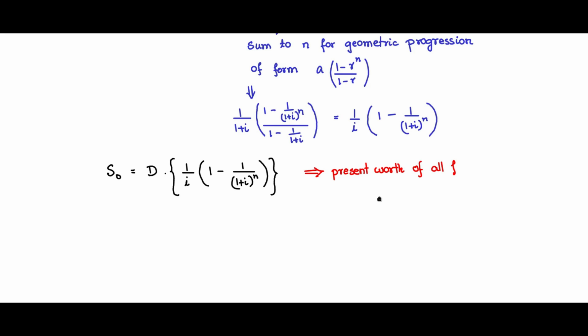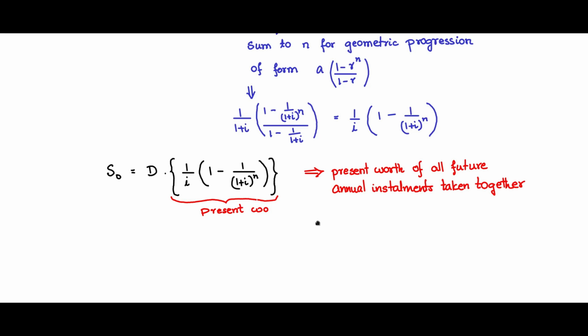of all future annual installments up to the nth year taken together. And this factor d is the equal annual installment. This factor here is called the present worth factor.